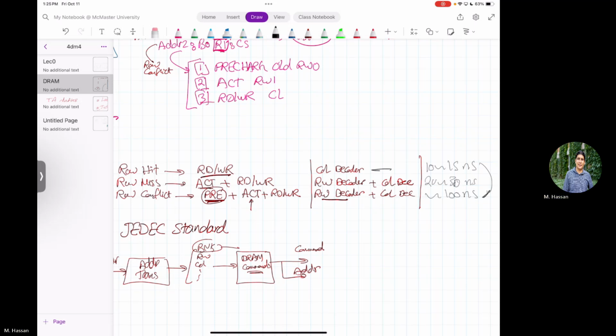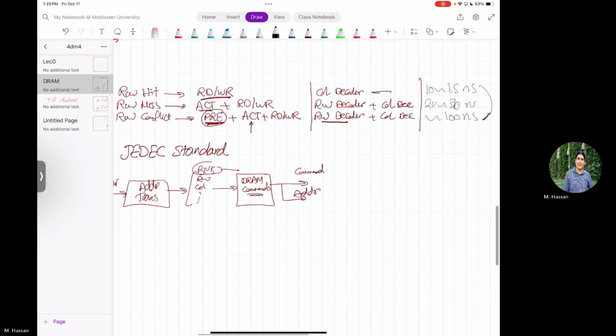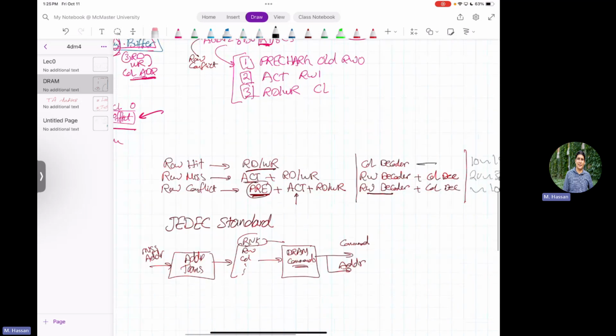Good. So now, what I was saying is that if these commands are being sent one cycle after the other, you will never have this 10x difference in performance. So they must be spaced out, right? And they are spaced out because these are physical operations you do.